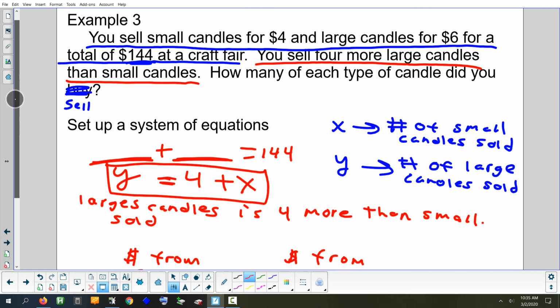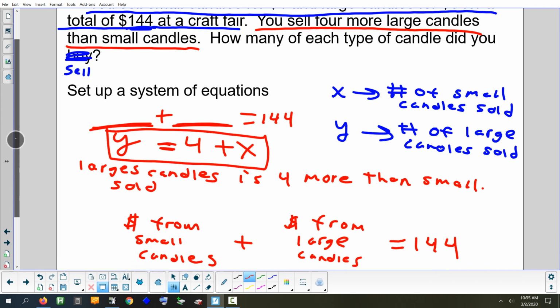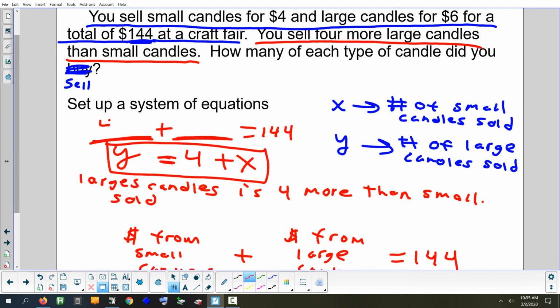Now, let's look at the small. How much did small candles sell for? $4 per candle. So if you bought 2 of them, how much money would that be? 8. How'd you figure that out? Times them together. So the money you make from small candles is 4 times how many you sold. If you sold 10, 4 times 10. If you sell 50, 4 times 50. If you sold 9 of them, 4 times 9.